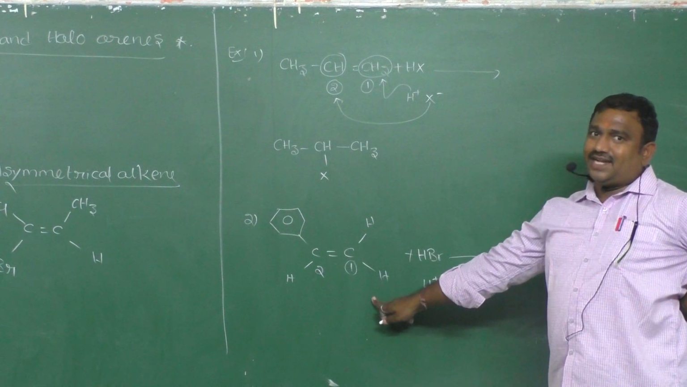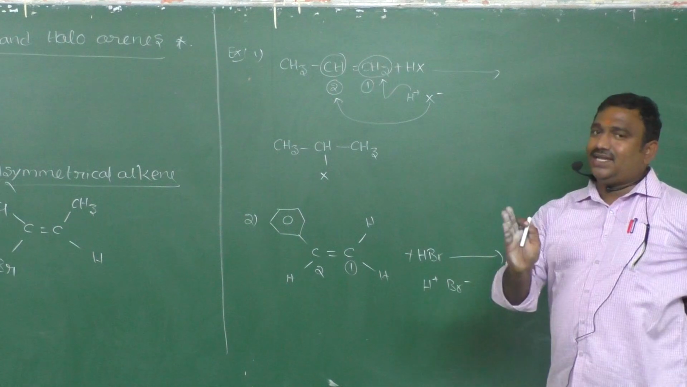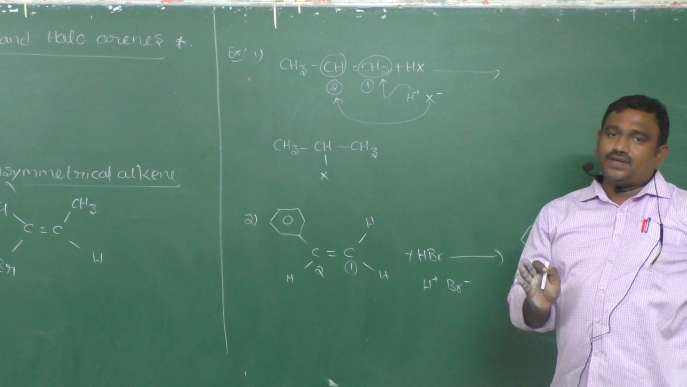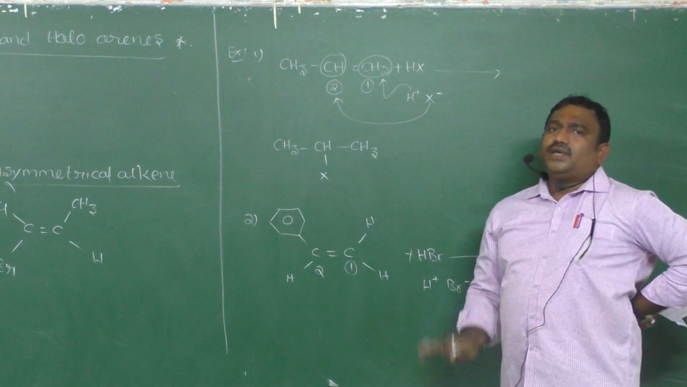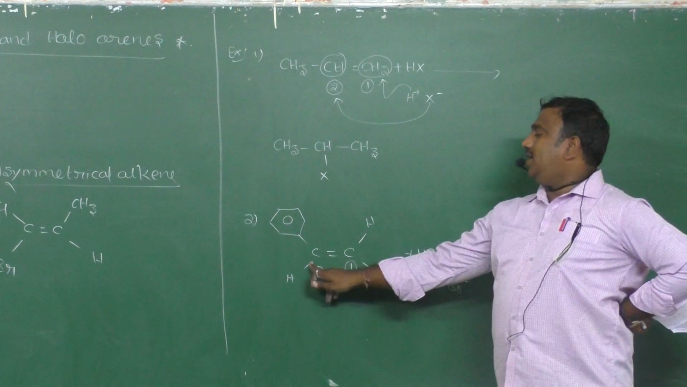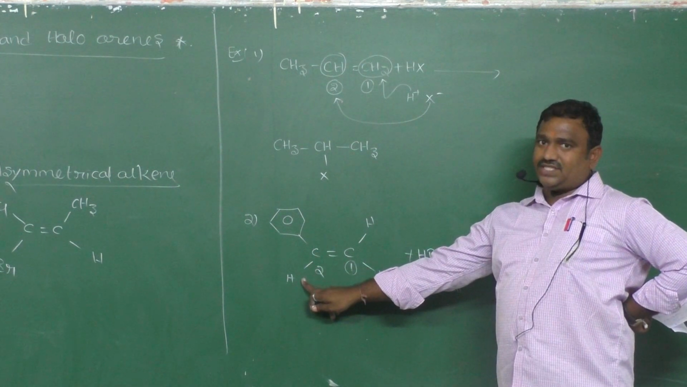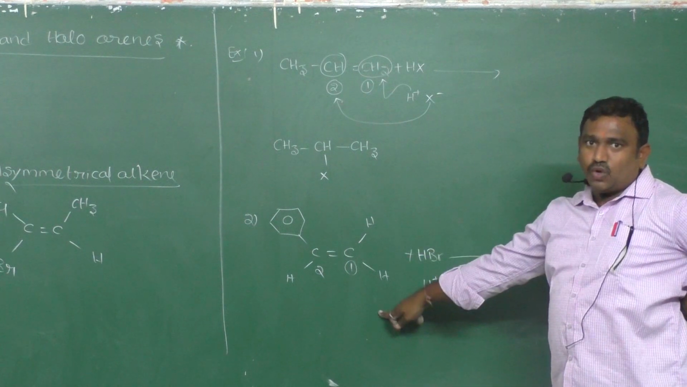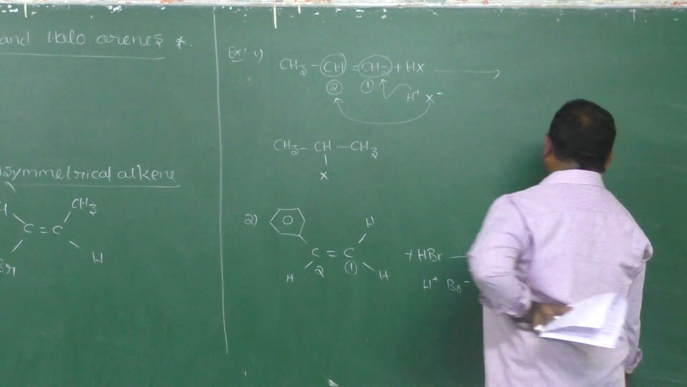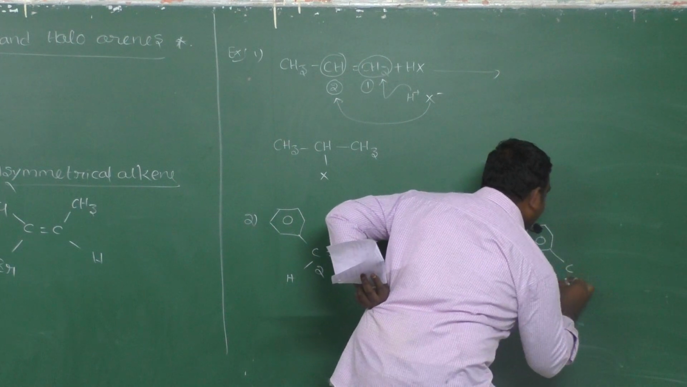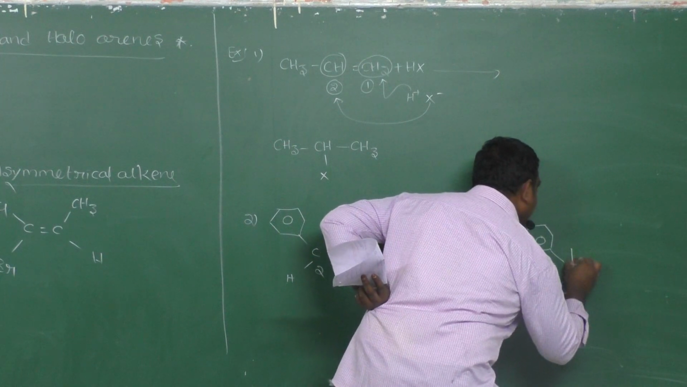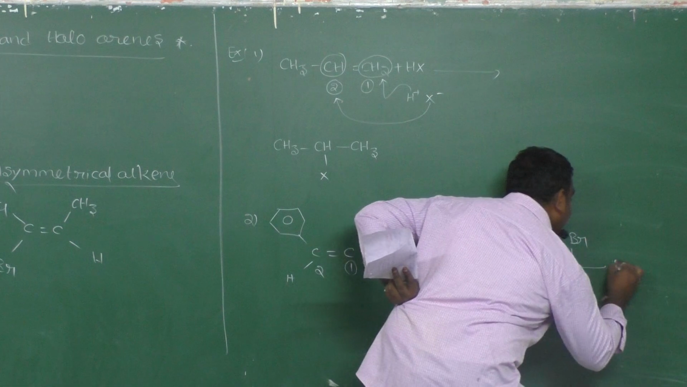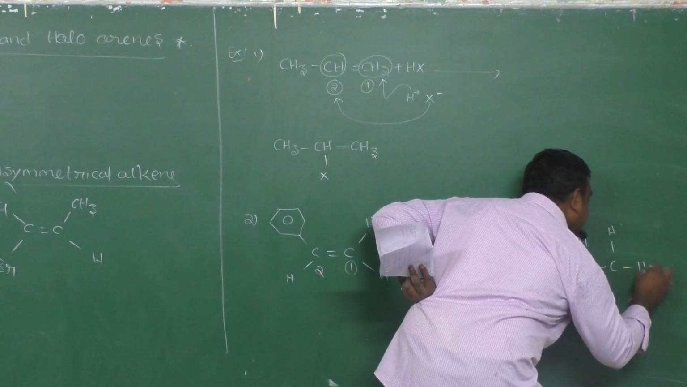When HX is added to an unsymmetrical alkene, add the negative part of the reagent, the halogen atom, to the double bonded carbon having fewer hydrogens, and add the hydrogen atom to the double bonded carbon having more hydrogens. So, it is Br, it is H, H, H.